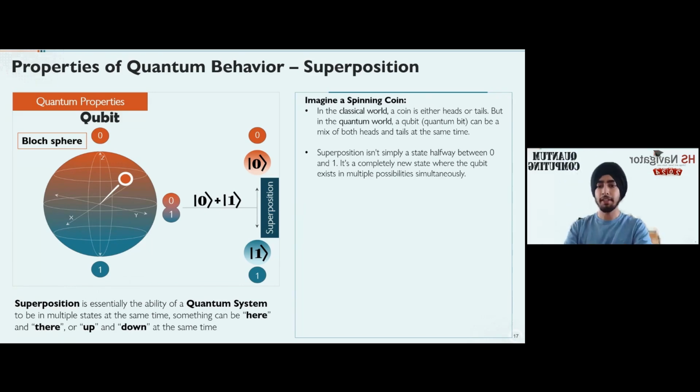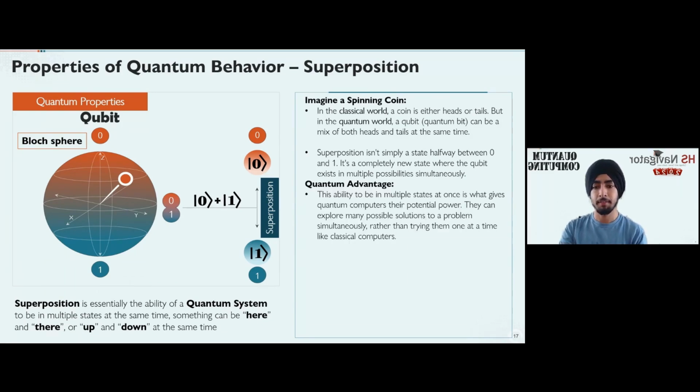And it's not just saying that it's somewhere halfway between 0 and 1. It's a new state where it exists in both of these possibilities, maybe with a higher probability of 0 than 1. But it exists in multiple possibilities simultaneously. And this ability to be in multiple states at once is what gives quantum computers potential power. They can explore many possible solutions to the problem at once rather than trying to solve it one at a time, like a typical computer does.